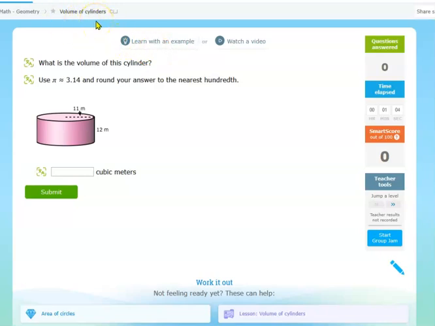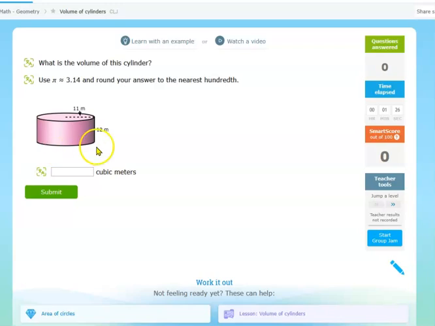Let's take a look at our first problem. It says, what is the volume of this cylinder? Use pi is approximately equal to 3.14 and round your answer to the nearest hundredth. So pi is going to be a part of the formula we're going to use, and they don't want us to use the calculator pi. They want us to use this approximation 3.14.